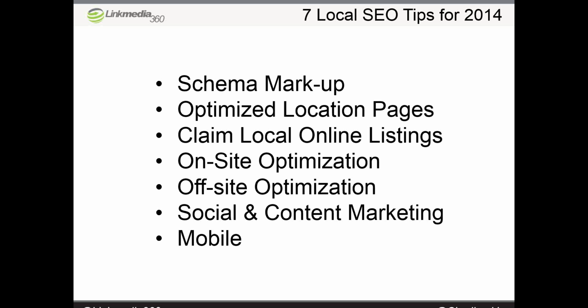So the seven tips that we want to talk about today are schema markup, optimized location pages, claiming your local online listings, on-site optimization and off-site optimization as it refers to local SEO, social and content marketing, and then mobile. All of these bullet points are going to be more geared towards local SEO. We consider local SEO a little different than, say, a national-based search term.